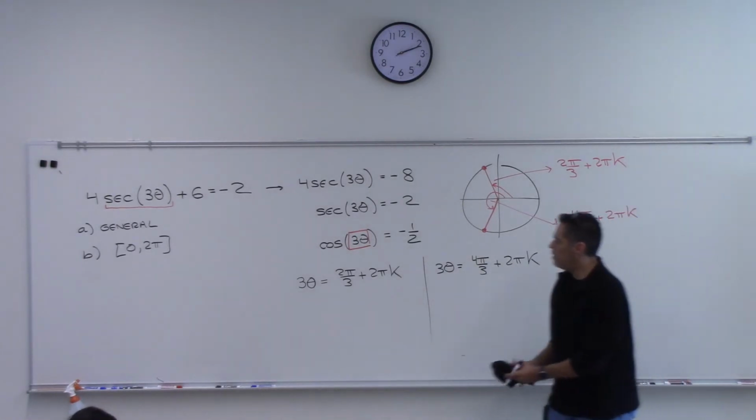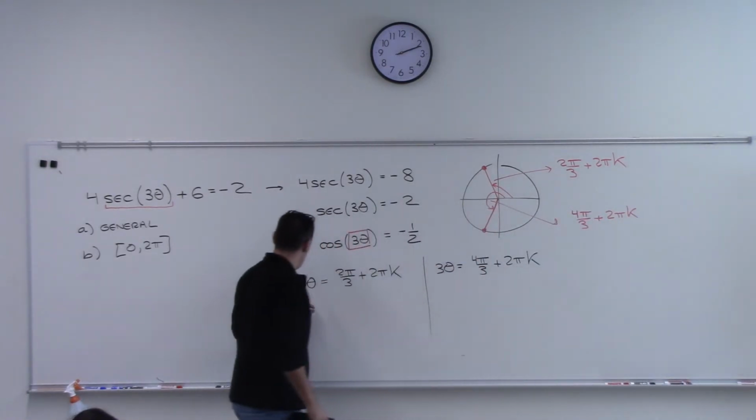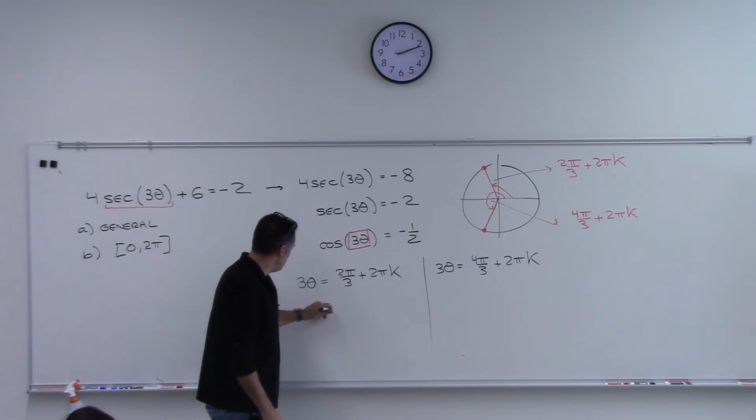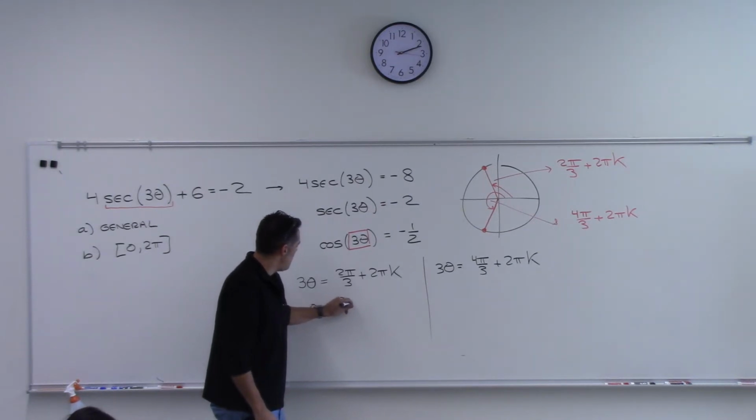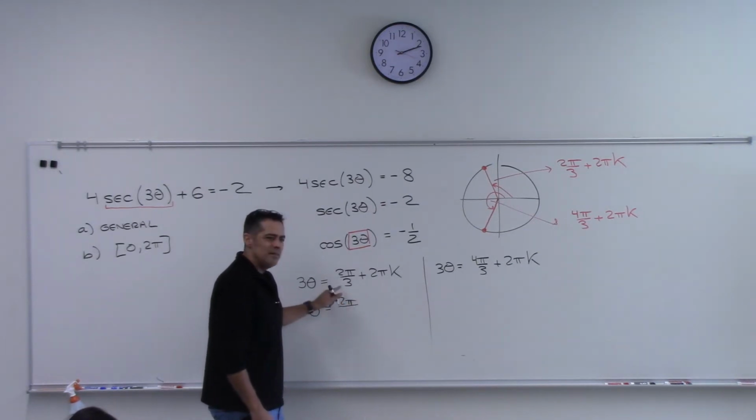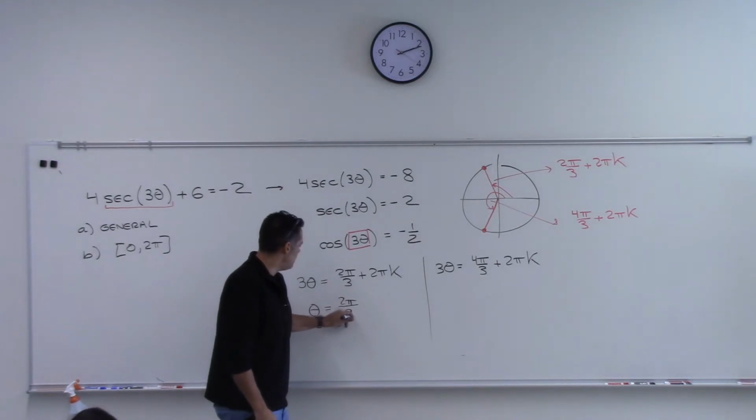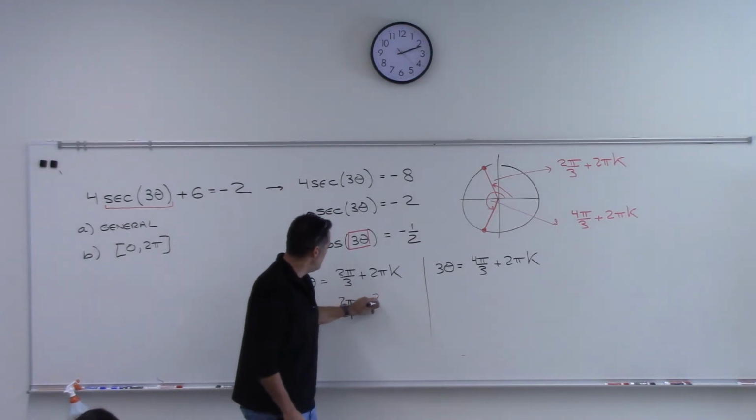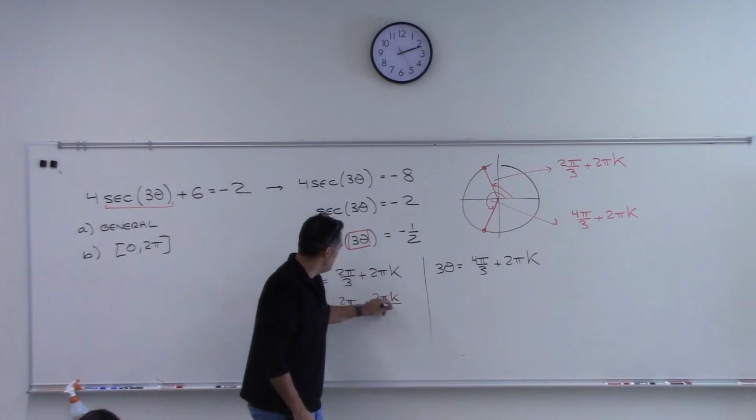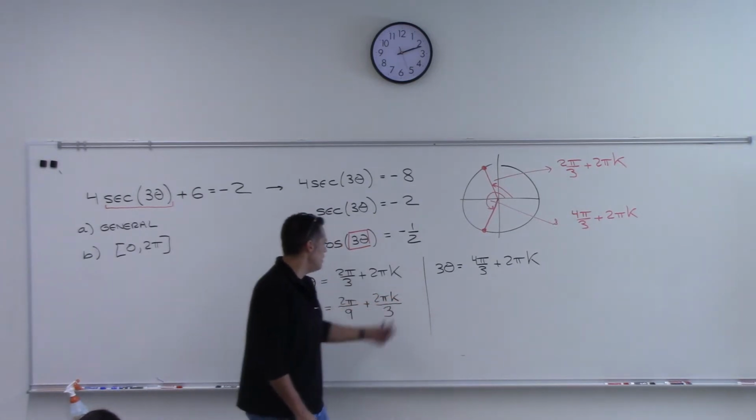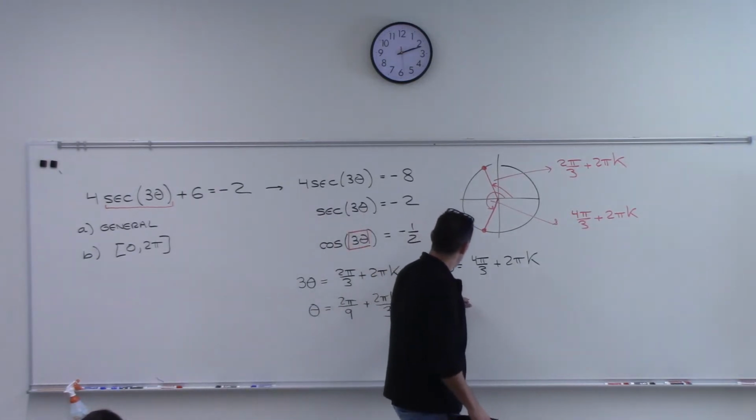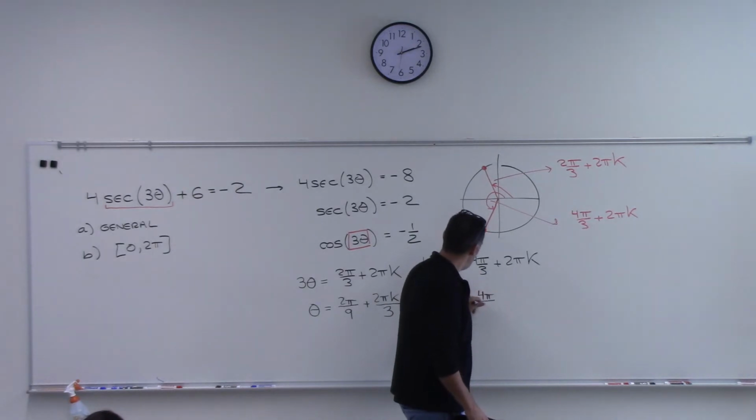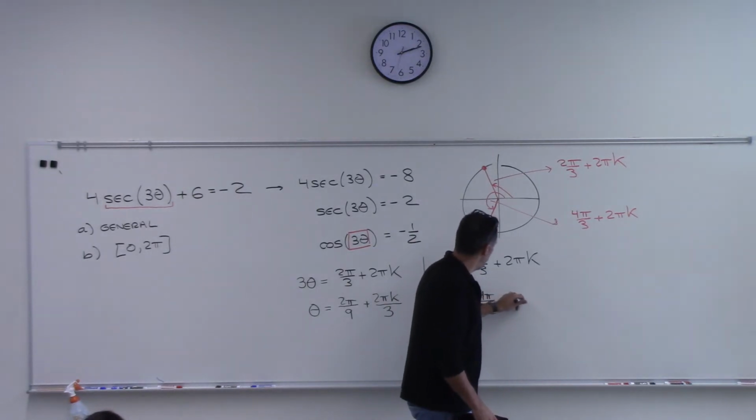So divide everything by 3. What do we get here if we divide by 3? Theta equals 2 pi over 9, right? Divide both by 3. Plus 2 pi k over 3. And then over here, same thing. Theta equals 4 pi over 9 plus 2 pi k over 3.